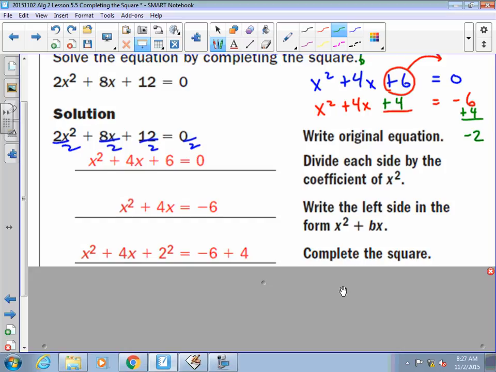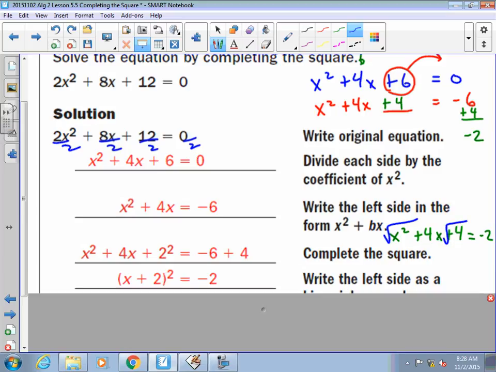Okay, so let me write it right here on the side. x squared plus 4x plus 4 equals negative 2. Now we have a perfect trinomial. Now we could take the square root of this one and get x, and the square root of this one and get 2. So in the next line, notice it says x plus 2 squared is equal to negative 2.